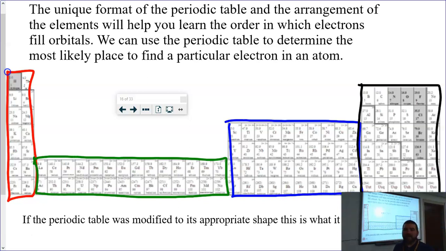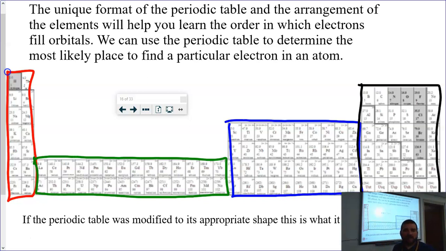These are representing different types of orbitals. The arrangement of the periodic table, we know that as the numbers get bigger, that means that element has more protons. Elements in the same column, or in the same family, have similar properties. We learned that last year too. But these blocks aren't random. We don't change to the next row randomly.